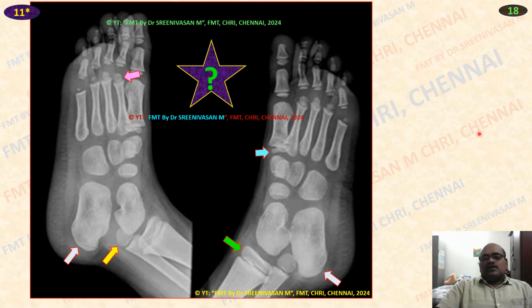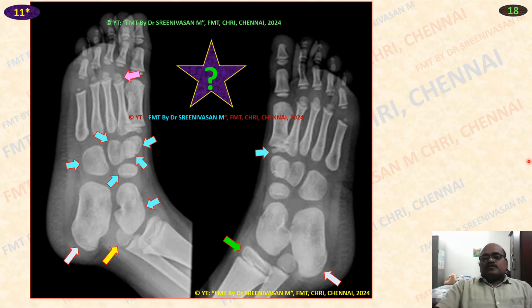Now coming to other tarsal bones, this is the talus, appeared more than the 7th month of intrauterine life. This is the cuboid, appeared more than the 9th month of IUL. This is the medial cuneiform, appeared more than 2 years. Middle or intermediate cuneiform appeared more than 3 years. This is the lateral cuneiform, appeared more than 1 year. Navicular appeared more than 3 years, right?